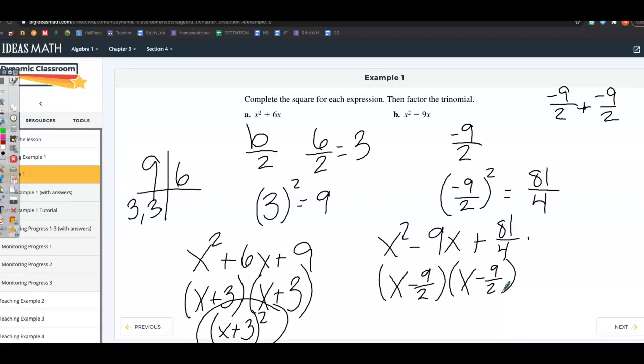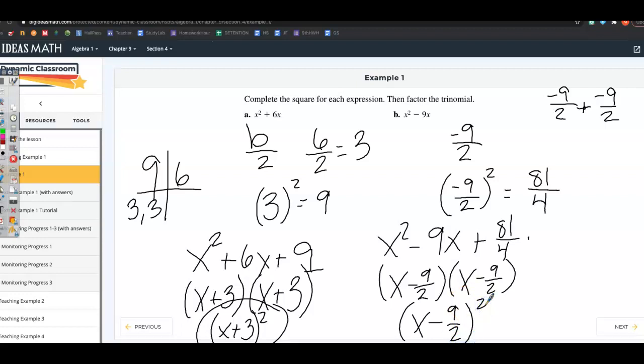Okay? So we are doing the same thing that we did on this one. We said we needed factors of 9 that equal 6. I also said if I multiply these two fractions together, will I not get 81 over 4? Yes. So therefore these are factors of this, correct? If I add these two together, do I get negative 9? Yes. So therefore this is how I factor that. Therefore I factored this, correct? So then my parentheses will be x minus 9 over 2 squared, and that is completing the square.